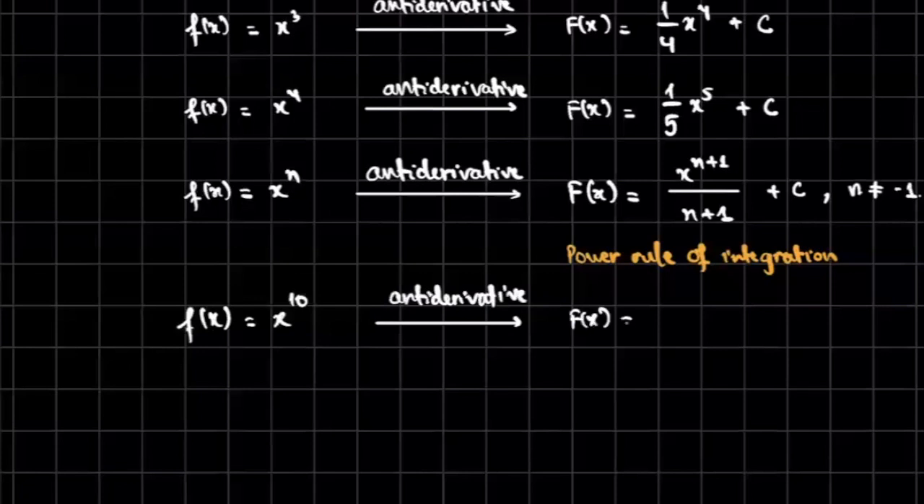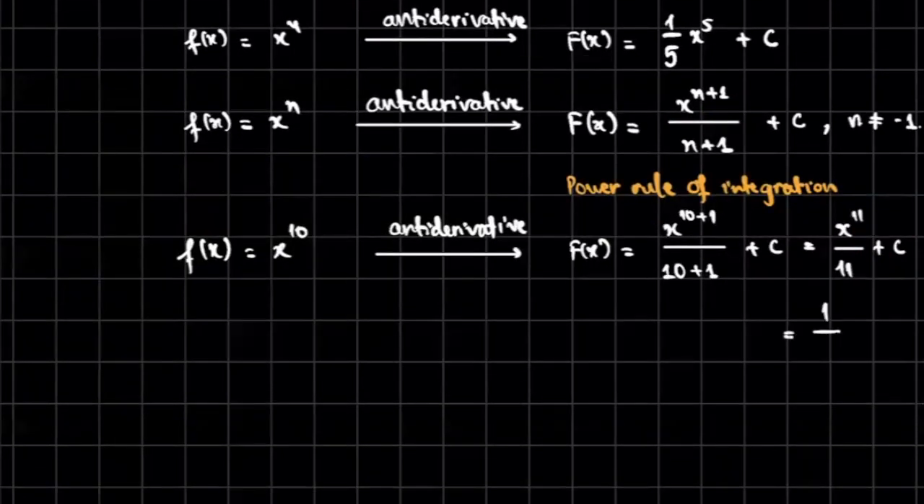you have that capital F of x equals, using the formula here, x to the power n plus 1, that is x to the power 10 plus 1, divided by 10 plus 1, plus a constant c. So the result is x to the power 11 over 11 plus a constant c. You can write the result in this form, or you can write the answer as 1 over 11 times x to the 11 plus constant c. It doesn't matter which one you give for the answer. They are the same. So that's the power rule of integrations, or power rule of antiderivative.